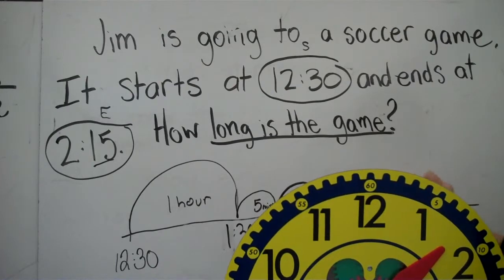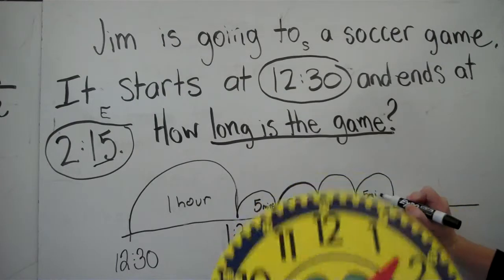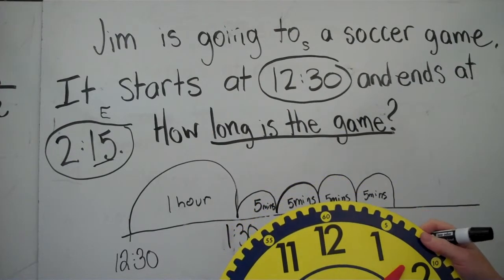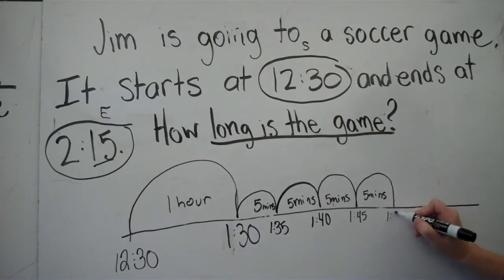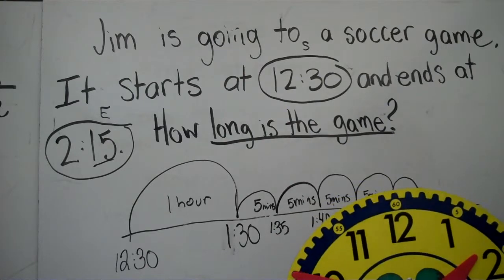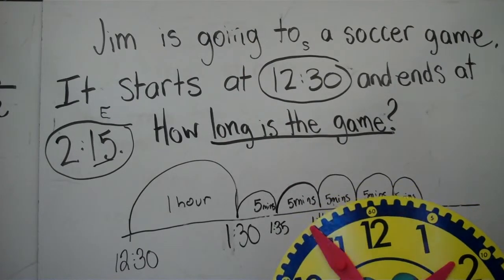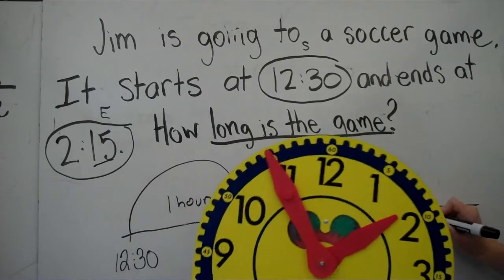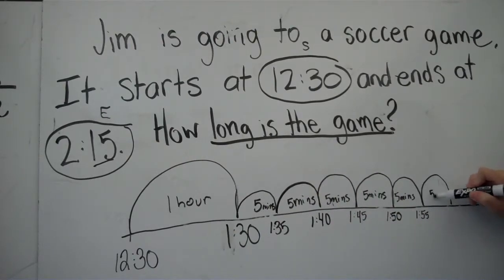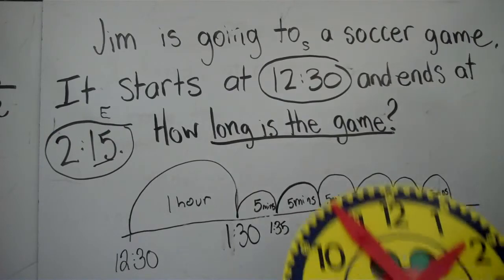I'm going to hop another 5 minutes. And now it's going to be 1:50. Another 5 minutes. I get to 1:55 on my clock. I'm still not at 2:15, so I still have to keep going. Another 5 minutes.